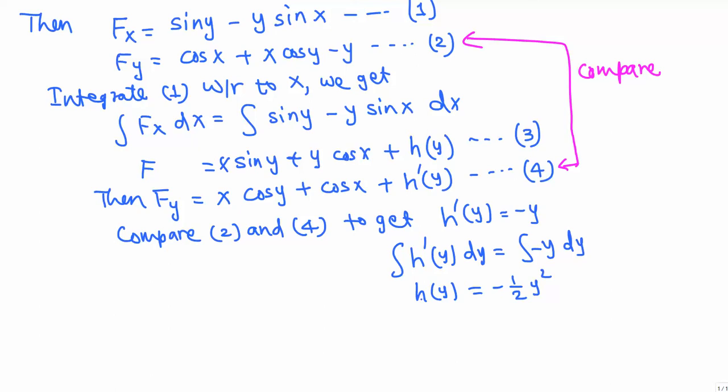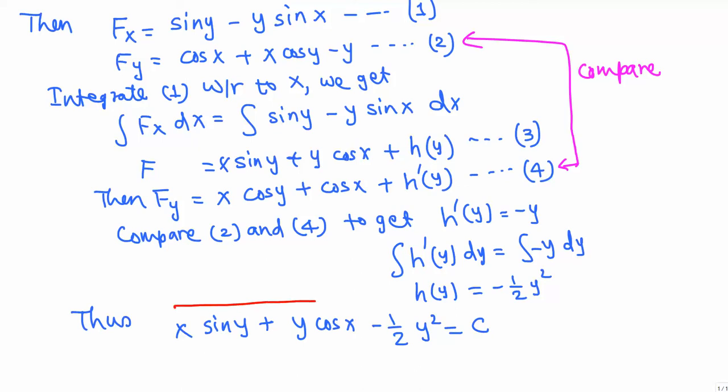So now we substitute h back into equation 3, and we have the function F. Thus the solution is the function F equals C, which is now x sine y plus y cosine x plus h(y), which is in fact negative 1/2 y squared, equals C. Okay, final. This is the solution of the given exact differential equation.